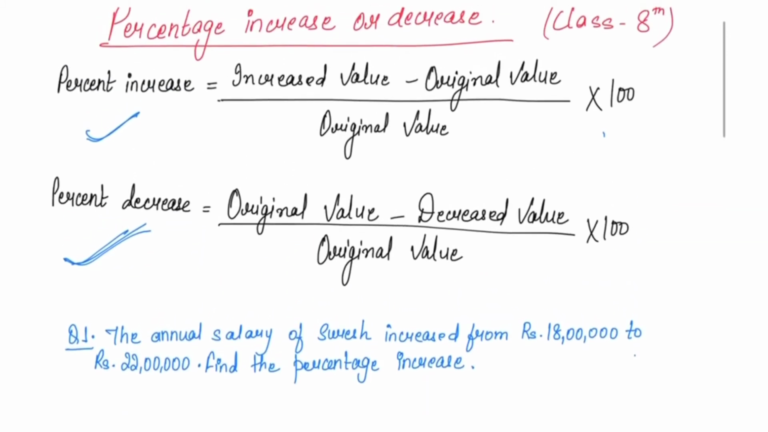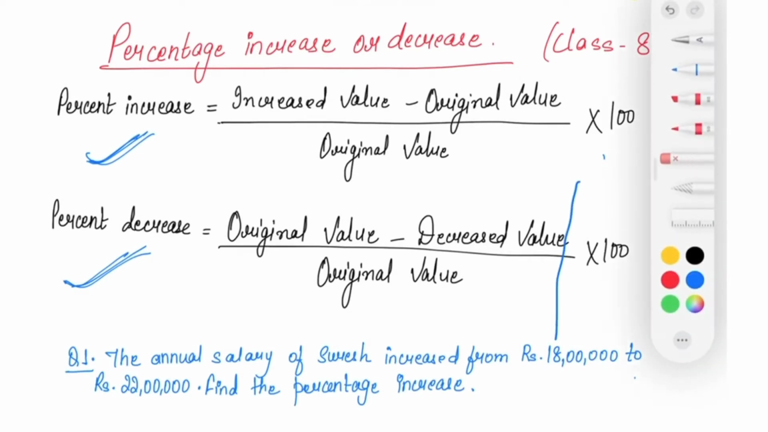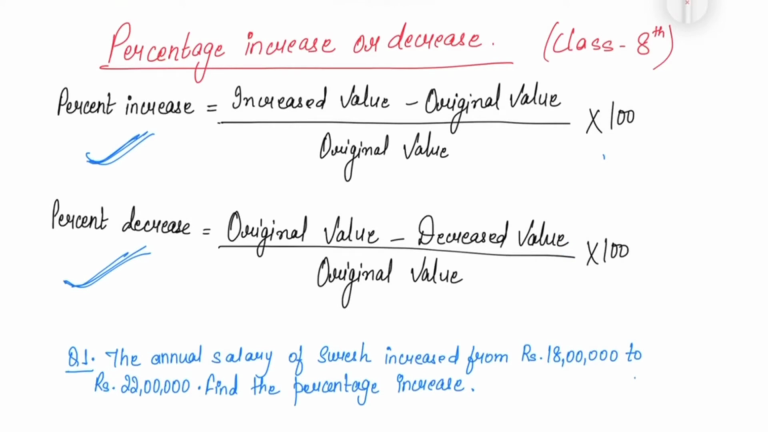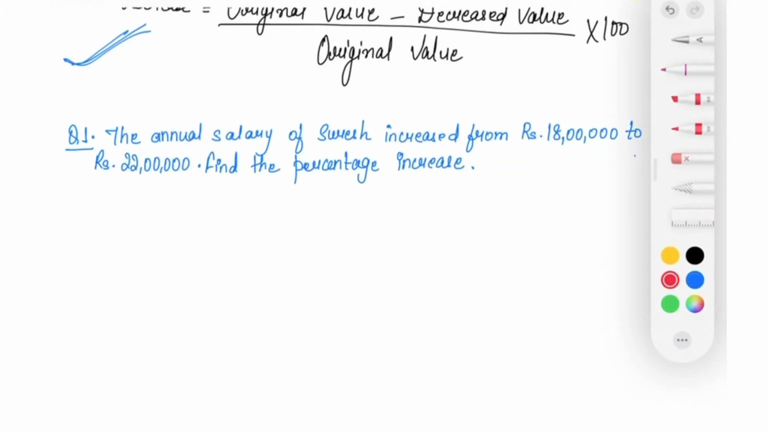Percentage increase is equal to increased value minus original value over original value times 100. So this was the first step. In the next step, we write the values of the original and the increased. So here I'll write the solution.